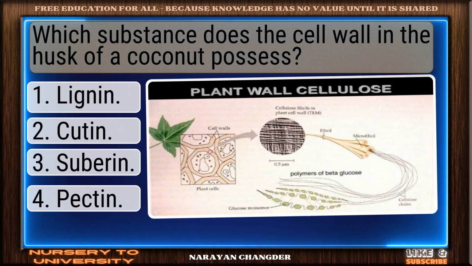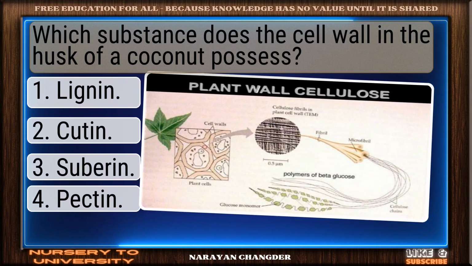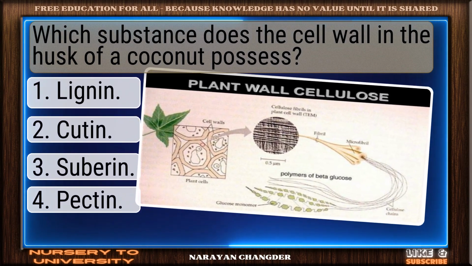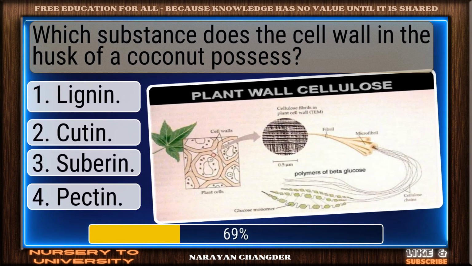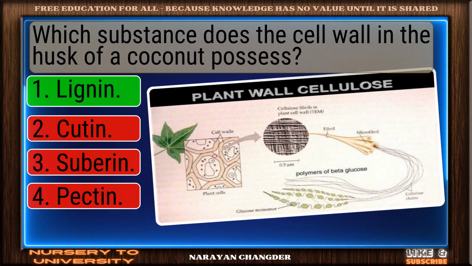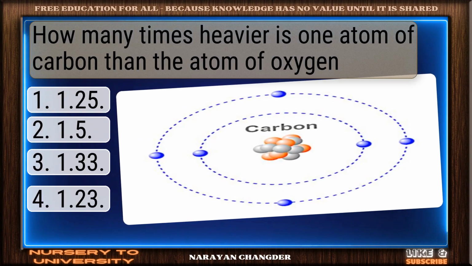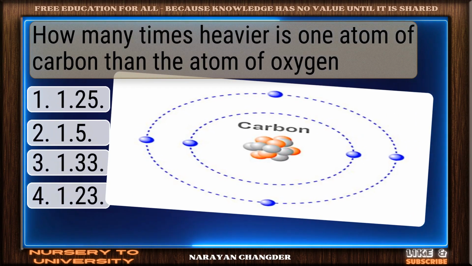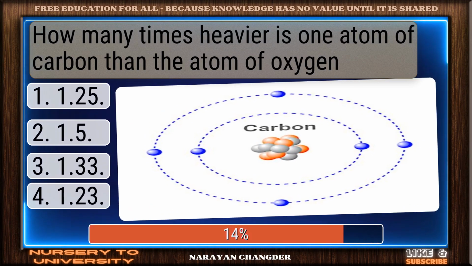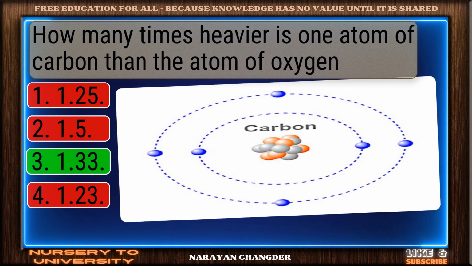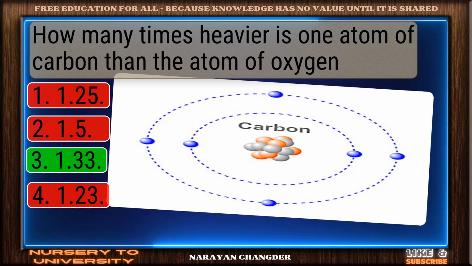Question number 74. Which substance does the cell wall in the husk of a coconut possess? Exactly. Lignin makes sense and it is right choice. Question number 75. How many times heavier is one atom of carbon than the atom of oxygen? Strong choice. 1/1.33 is the right answer.